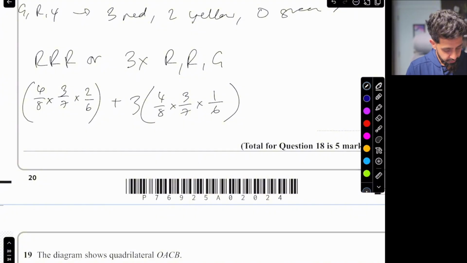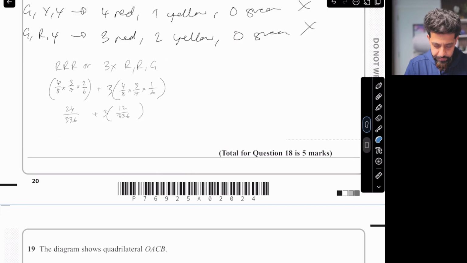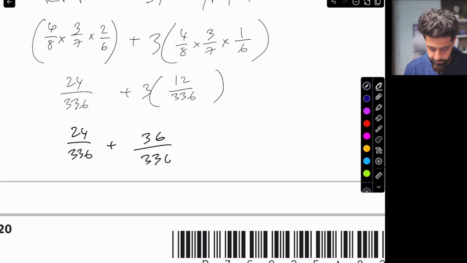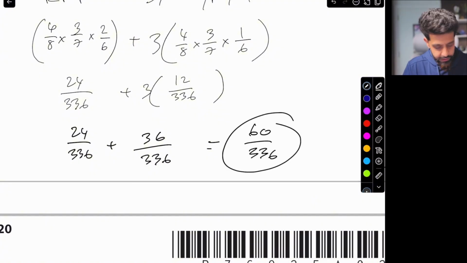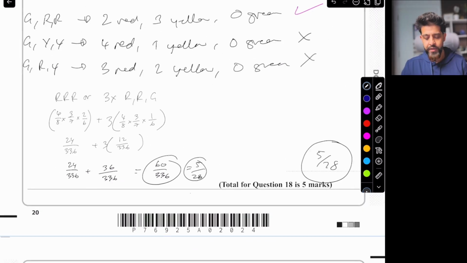Now it's a calculator, so we're going to do 4 times 3 times 2, 24 over 8 times 7 times 6, 336, plus 3 lots of 4 times 3 times 1, which is 12, and then 8 times 7 times 6, 336. I'm going to multiply those two together. Let's make some room here. Multiply those two together, so 3 times 12, which is 36 over 336, plus 24 over 336. Add the two numbers on the top. We get 60 over 336. If we can simplify this, 60 over 336 is 5 out of 28. And that's your final answer, 5 out of 28, or 60 over 336.